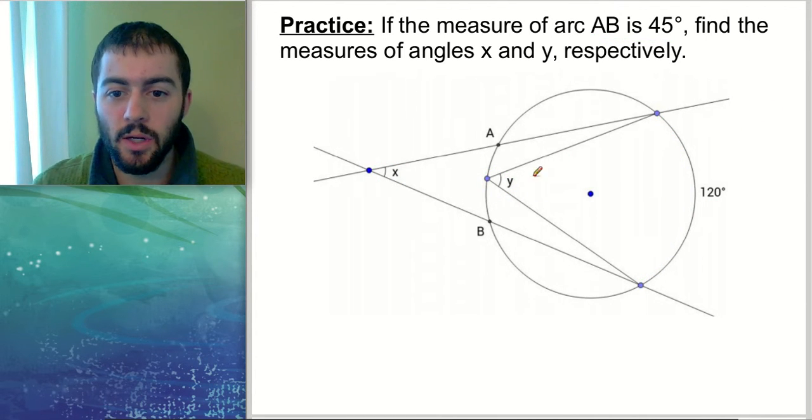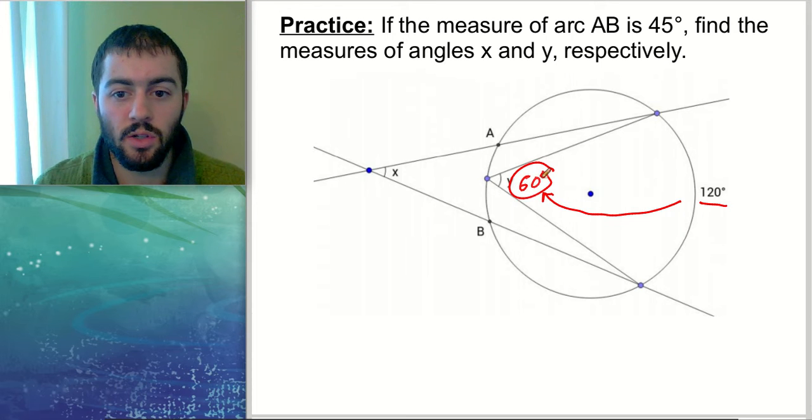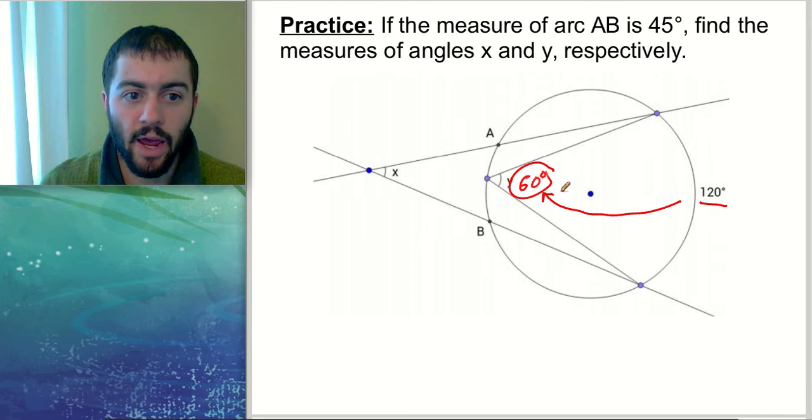So what we're going to do here, we have an inscribed angle, angle y. That's a great place to start. We have angle y as an inscribed angle. It's going to be half the measure of its intercepted arc. So angle y would then be 60 degrees because that would be half of this intercepted arc, 120 degrees. All right, so angle y, pretty easy to find here using our inscribed angle rule, 60 degrees, half of this intercepted arc.